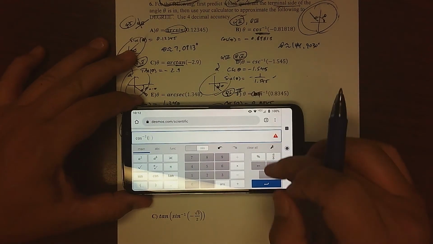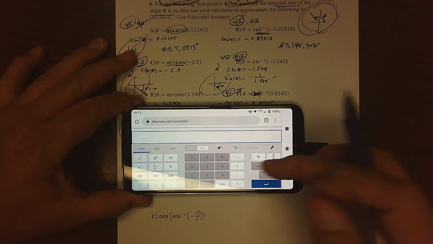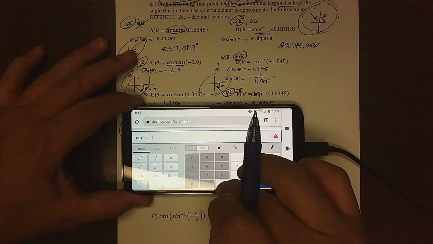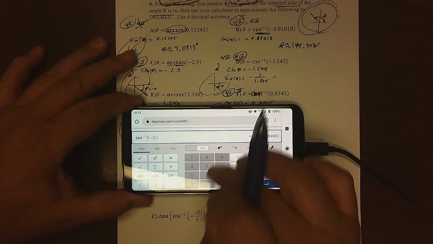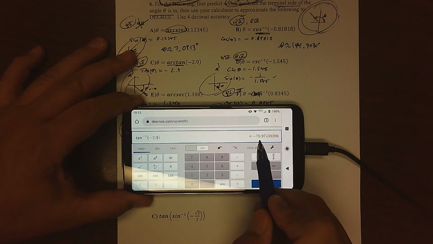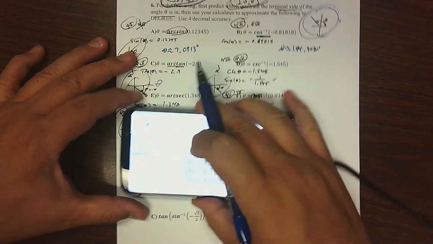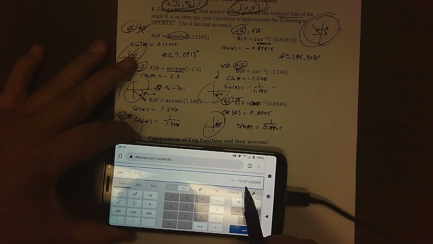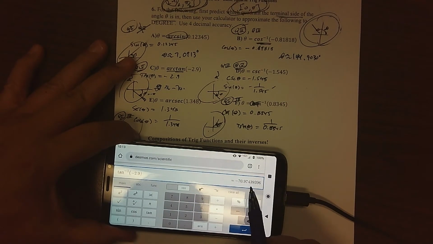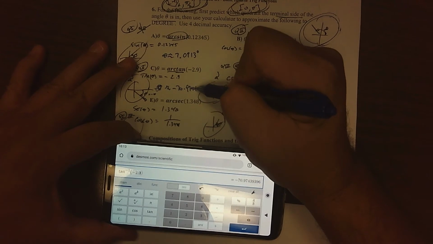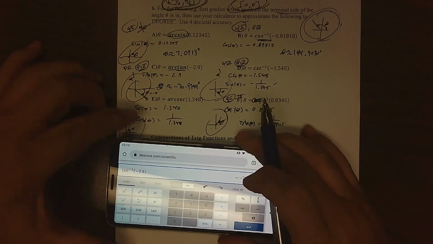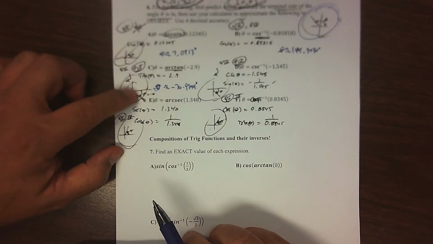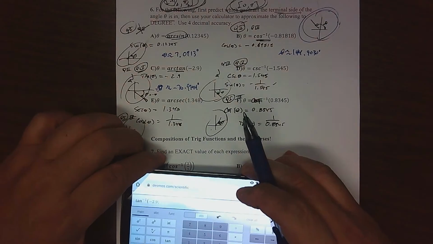In the next one, we're invoking the arc tangent of negative 2.9. And what I'm getting is a negative, so my theta is a negative 70.9744 degrees. Again, that's what I was anticipating. I'm getting a negative rotation in quadrant number 4, and that's exactly what the calculator gave me.